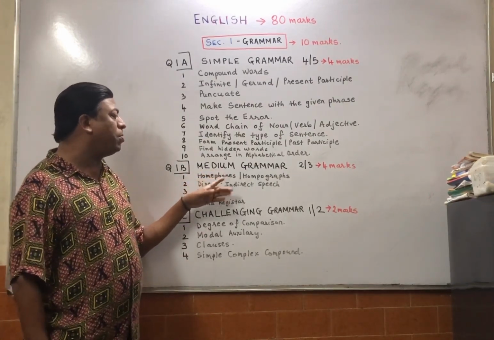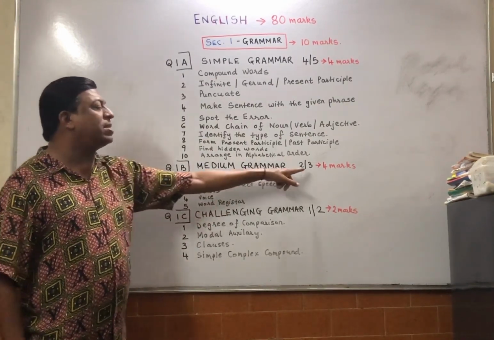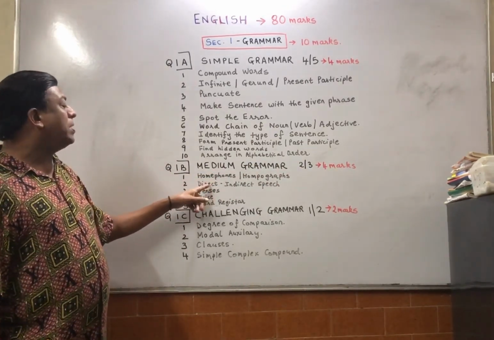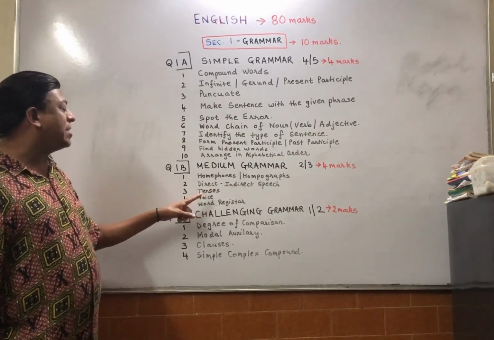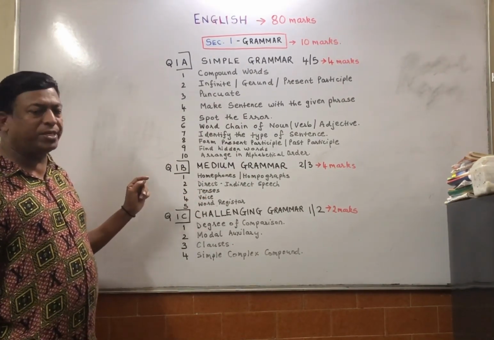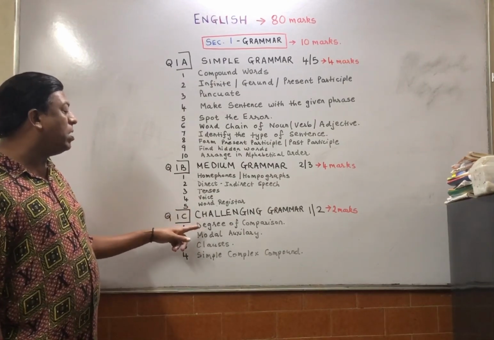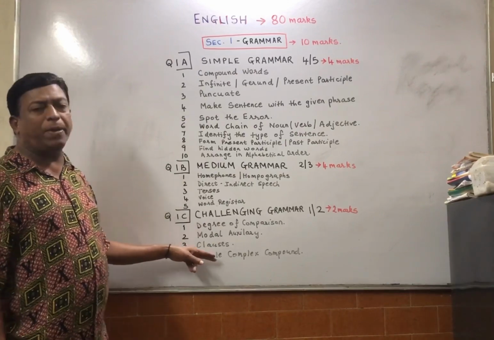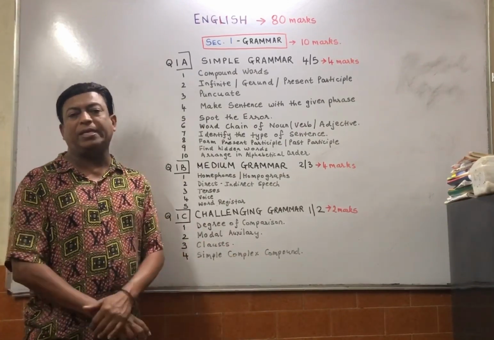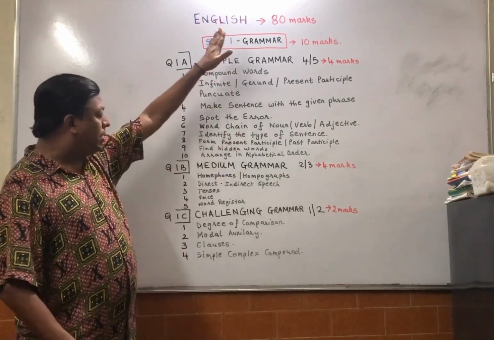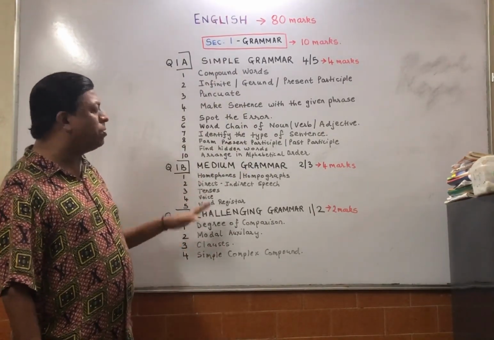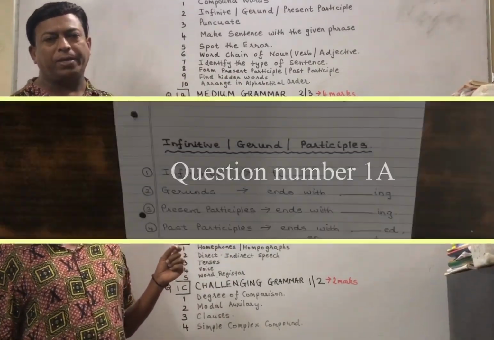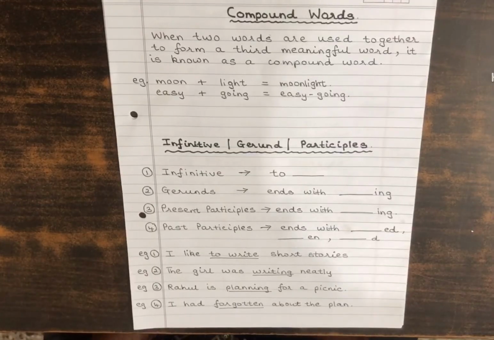In medium grammar, you have again 5 topics, any 3 will come, you have to do 2. That is homophones, homograph, direct indirect speech, tenses, voice and word register. In challenging grammar, you have degree of comparison, modal auxiliary, clauses, simple compound and complex, that is analyze the sentence. So all these topics, you have around 20 topics. So I am going to explain each and every topic. Okay, let's start now with English grammar.